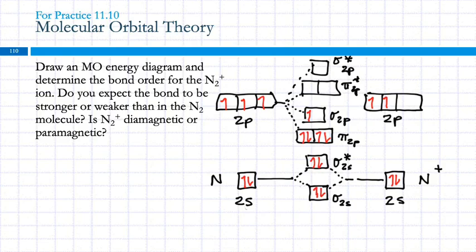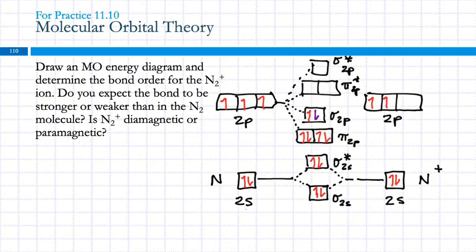So this is saying, do we expect the bond to be stronger or weaker than in the N2 molecule? Well, how would the N2 molecule be different as opposed to N2 plus? It would have one more electron, right? That one electron would go in here. The next electron would go in there. This is a bonding orbital. So adding another electron in this bonding orbital is going to make the bond stronger.